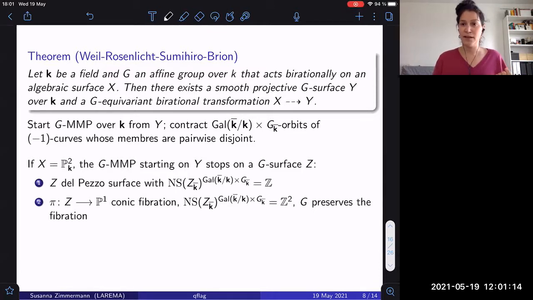Or you end up on a P1 fibration, on a conic fibration above P1, where you cannot contract any components of singular fibers anymore without losing either the property that you are over K, or without losing the action of the algebraic group.